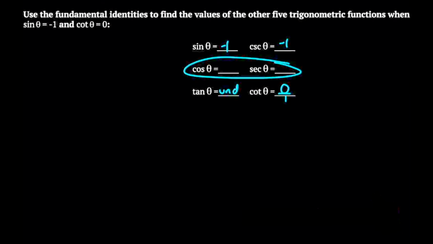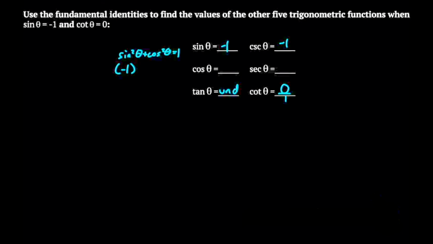The only thing we have left is to figure out the cosine and secant values. I'm going to use sine squared plus cosine squared equals 1 again, because I can fill in negative 1 for sine, and that'll help me figure out cosine. Squaring negative 1 is just 1, and if you subtract that from both sides, you're going to get cosine squared just equaling 0. If you take the square root of both sides to get just cosine, the square root of 0 is just 0. It's okay to take the square root of 0. So cosine of theta is just 0, and again the reciprocal of 0 is going to be undefined.